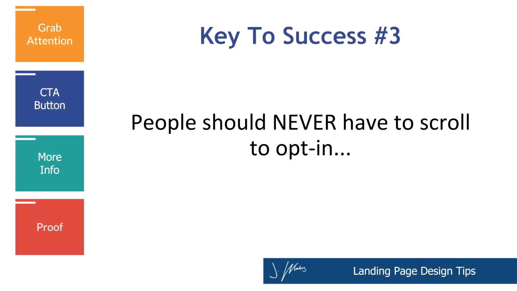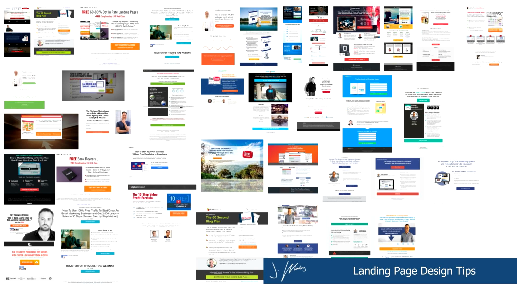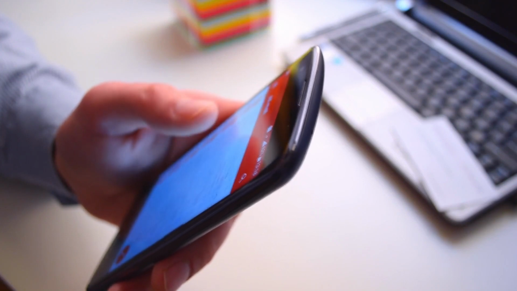Now, the third key to success when designing your landing page deals with your call to action, and that is making sure that it's above the fold. So all this means simply is people shouldn't have to scroll down in order to enter their contact information. So you want your button or your opt-in form to be so far up on the page that if someone's on their phone or someone's on their desktop, they don't have to scroll down to find the button.